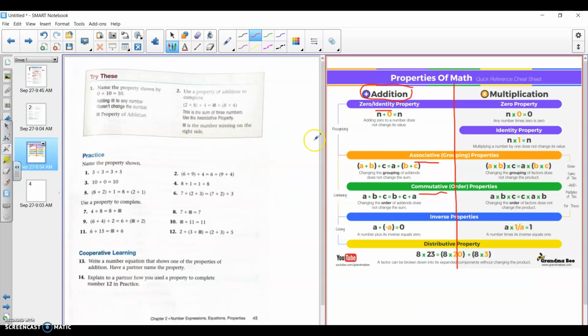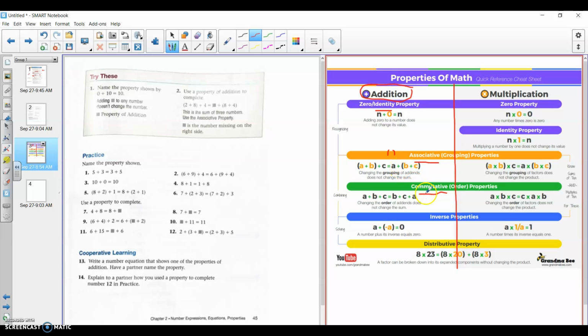And back to this. So here's the identity property, and notice they have the 0 in orange. Adding 0 to a number does not change its value. So if you have n plus 0, you're still going to have n. When we look at the associative, which is the grouping property, which is again parentheses on both sides, and the numbers are the same, in this case they use letters A, B, C on both sides of the equal sign. So if you did A plus B plus C, or if you did B plus C plus A, you're still going to get the same answer.